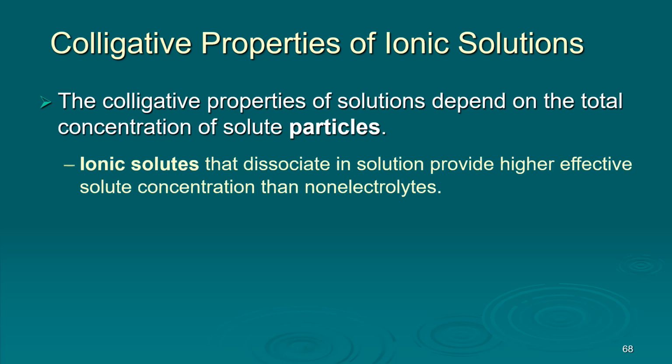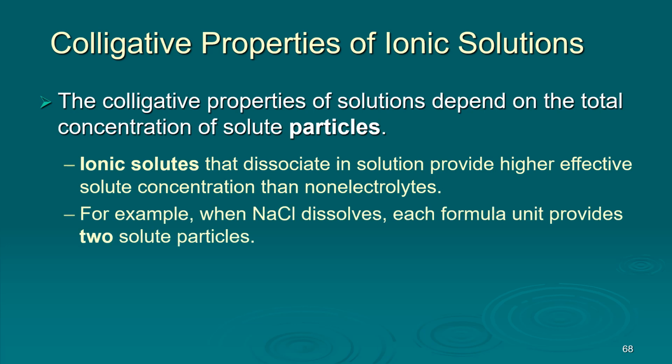And so the important thing is when you have an ionic compound and it dissolves, it dissociates into more than one particle. For example, NaCl, when it's dissolved in water, will produce Na+ and Cl-. So if you have a 1 molar concentration of NaCl, you actually have 1 molar Na+ and 1 molar Cl-. So your concentration is actually double what you think it is. The actual concentration of particles is 2. So this is really important.